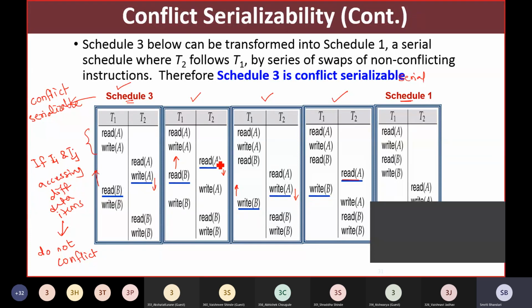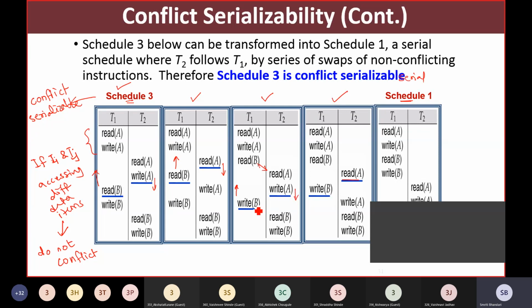Now we come up with this schedule. So in this schedule, we are having once again two instructions, read A and read B. Once again, these two are accessing different data items, and that is why they do not conflict with one another. So once again, we can swap these two, meaning read B can be executed first and then read A. So we are changing the order. Right? Now, we come up with this schedule.